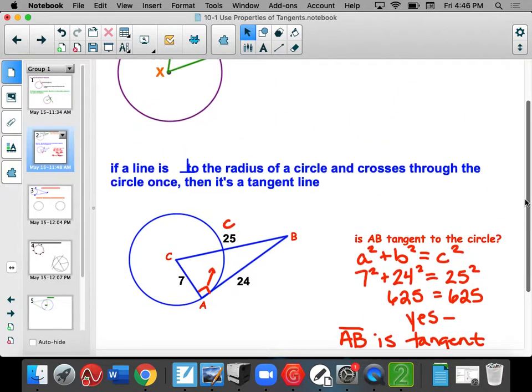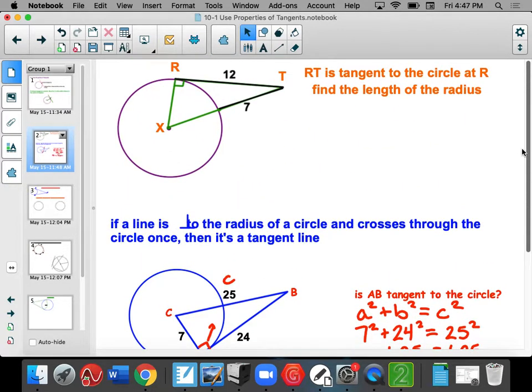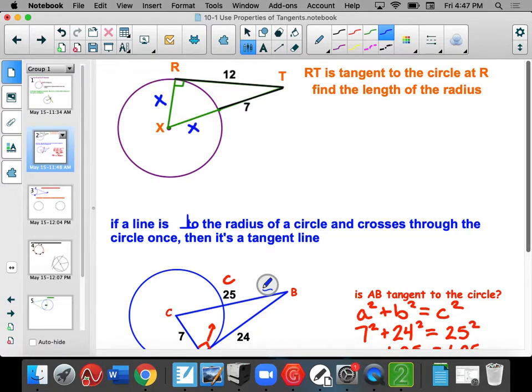Going up to the first example on this slide is a little bit more difficult, and that's why they should probably be switched around. But if I take a look at this particular right triangle, it tells me that RT is tangent to the circle at the point of tangency R, and it says find the length of the radius. So this is going to require us to do some algebra. Both of those radii we don't know, so we're going to call both of those lengths x. So this length right here is x, and this length right here is x.